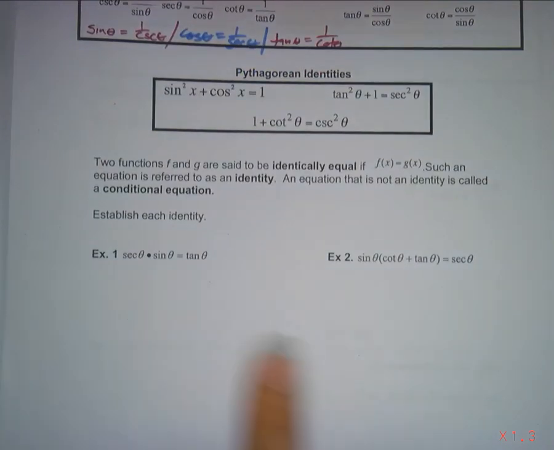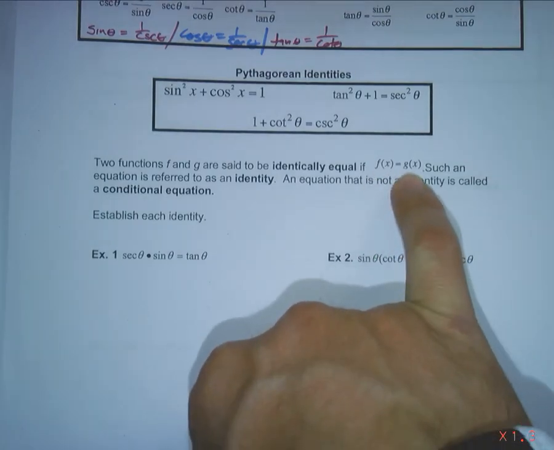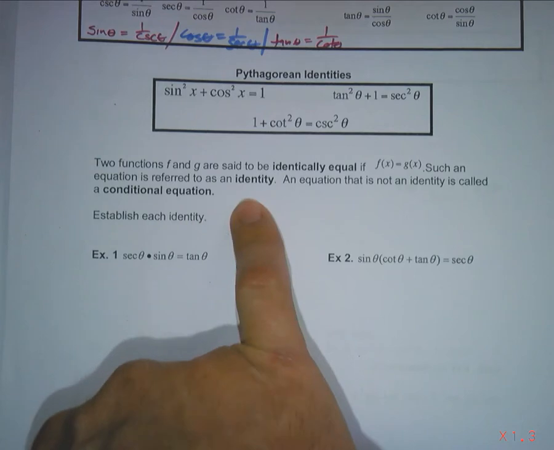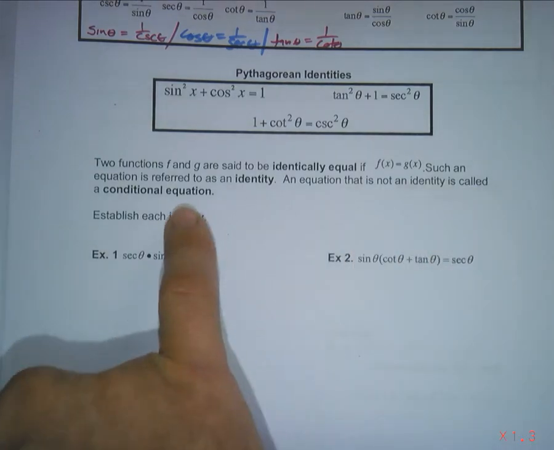So as I take a look, it says two functions f and g are said to be identically equal if f of x is equal to g of x. Such an equation is referred to as an identity. An equation that is not an identity is called a conditional equation.